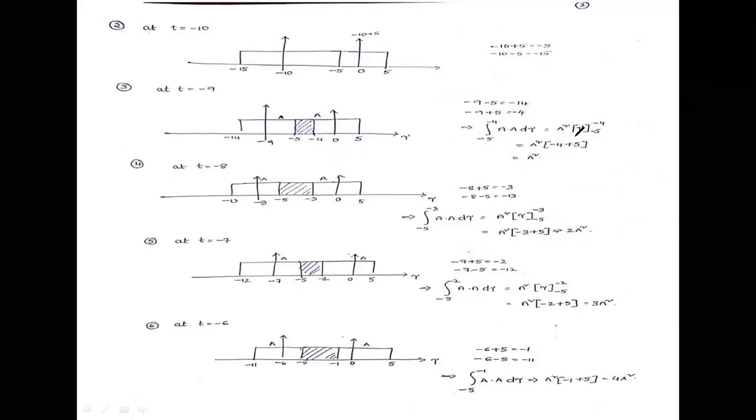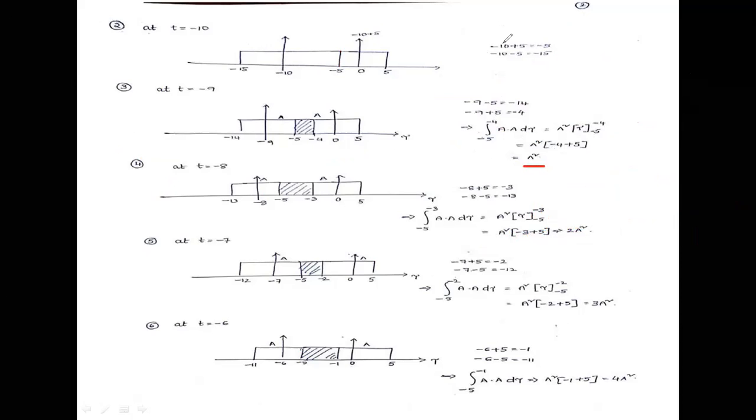Like that, a into a is a square, but the limits are now minus 5 to minus 4. The upper limit is minus 4 and the lower limit is minus of minus 5, so it is a square into 1. Now we got the a square.